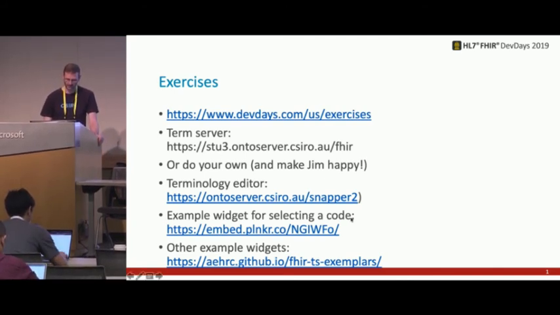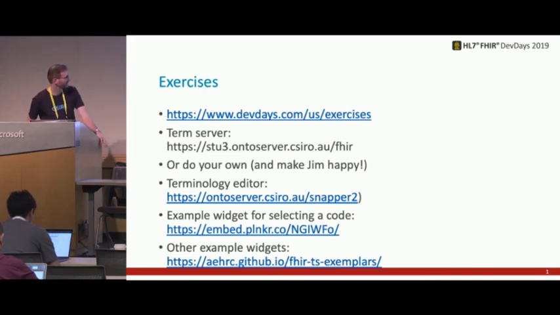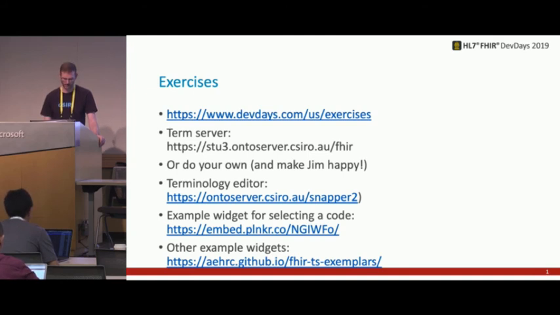I've also done a little Plunker widget using HTML and JavaScript, which allows you to, first of all, select a value set, and then using type ahead autocomplete to choose a code from that value set. So if you would like to, you're welcome to put your value set up on the server and then use that little widget to test whether you're able to select codes from that value set. There are a whole bunch of other widgets as well. I've got a link up there that do things like validate code using HTML and JavaScript. I think there might be a translate one as well.